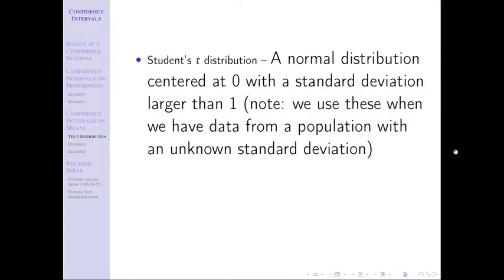And so because we knew what the standard deviation was, we could standardize and we could use our z-table. But when we deal with problems that have unknown standard deviations, we have to use a t-distribution. You say, wait, what does that mean, right?